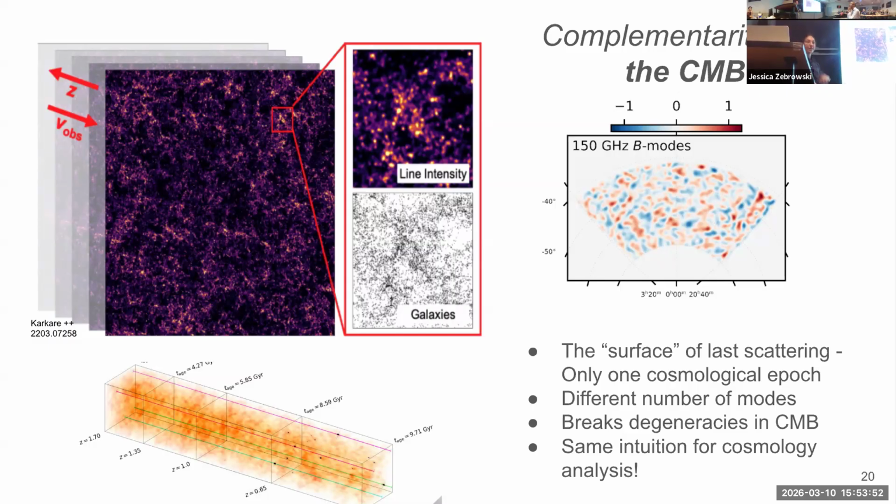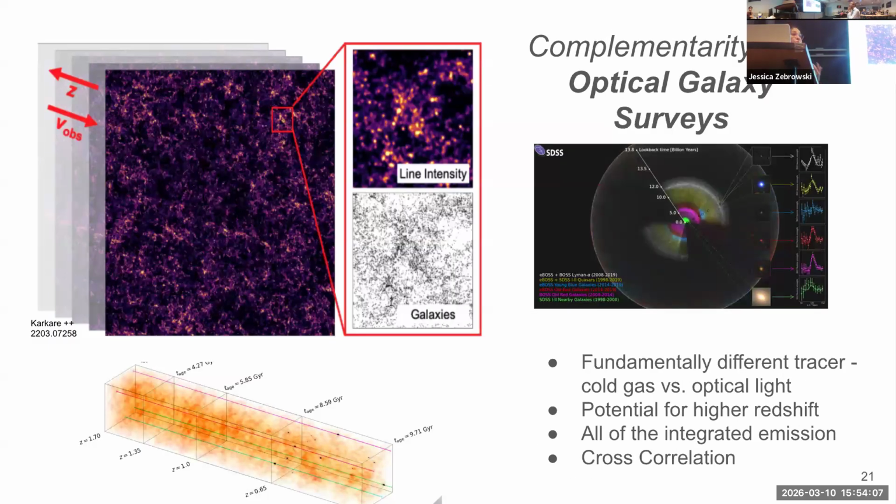However, for those of us who are in line intensity mapping now and come from a cosmology background, you can use the same intuition you had for cosmology analysis and borrow a lot of the data analysis techniques that we have from the field of CMB. It's super synergistic. This is also really complementary with optical galaxy surveys. So this is a fundamentally different tracer, cold gas versus optical light. So you're already learning something new.